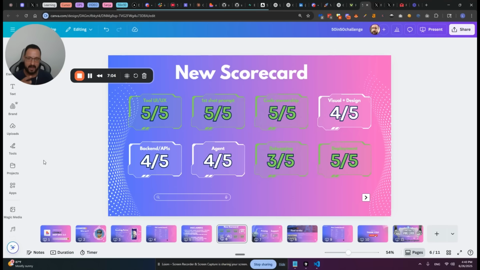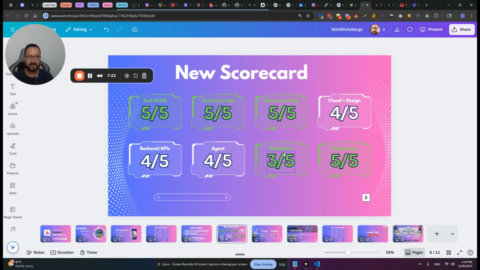Can't give it a 5 out of 5 there yet, because there are tools on the market that are very impressive. Like Claude Code is just next level, and that's a 5 out of 5. Lovable is not there yet, but it's getting very, very close.